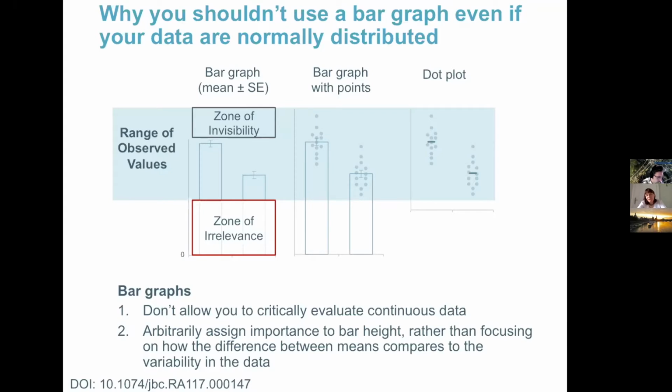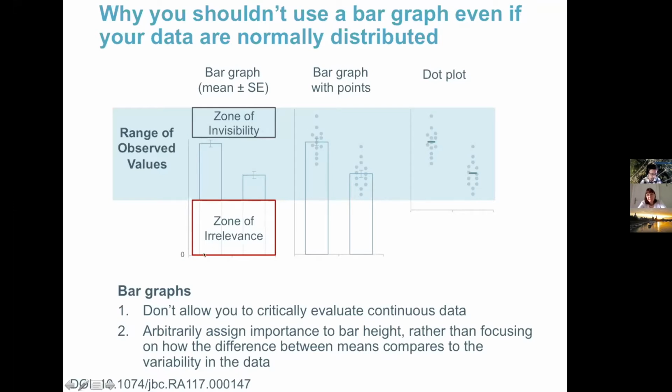And the bar graphs are also going to distort our perception of the range of values. So when I make a bar graph, I very often cut off the y-axis a little bit above the highest error bar. And when I do that, I may exclude values from my axis that are actually present in my data set, and we can call that the zone of invisibility.